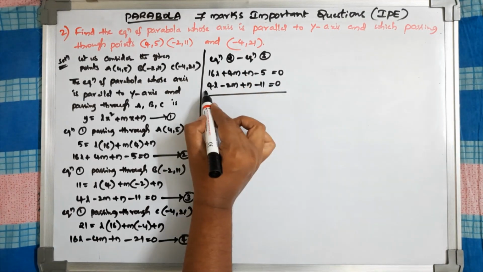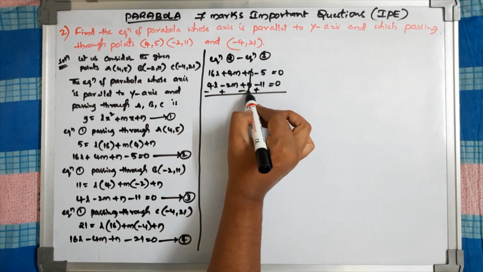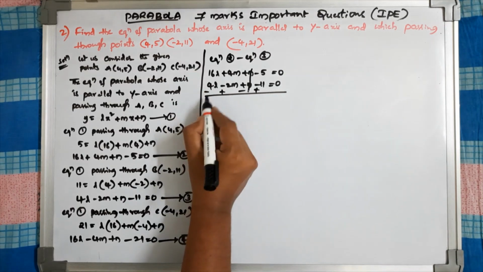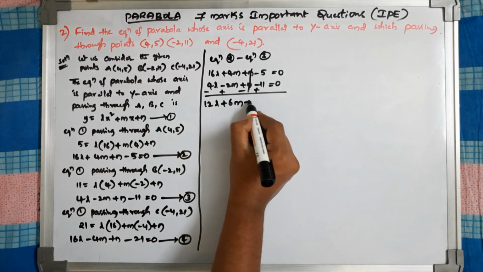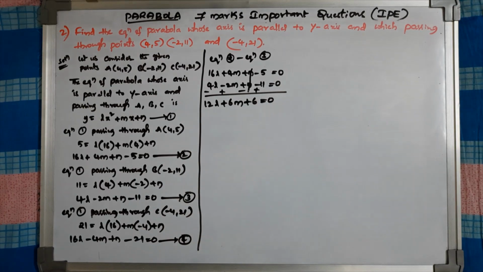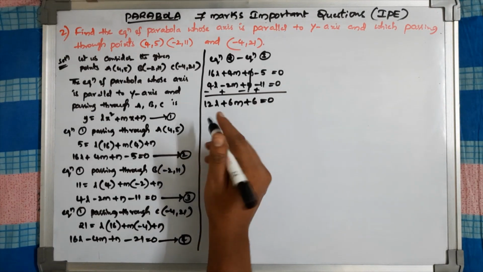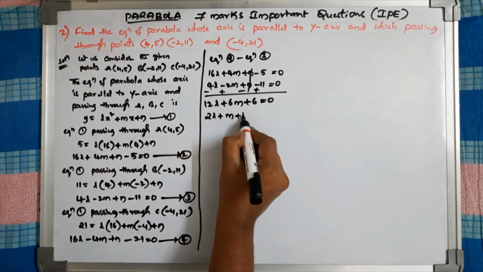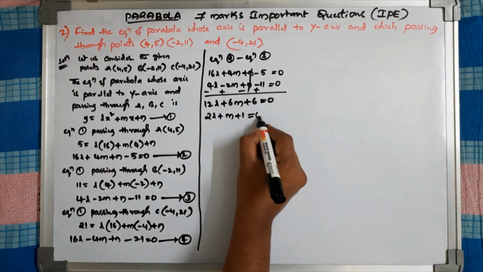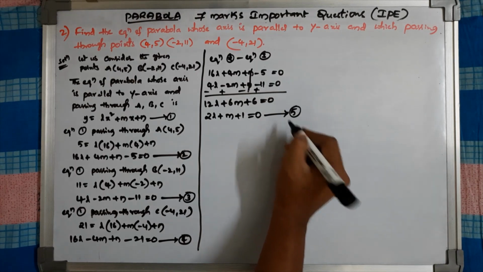As we are subtracting, signs change, so N minus N cancels. We get 16 - 4 = 12L, plus 2 + 4 = 6M, plus 6 = 0. You can take 6 as common here, so we get 2L + M + 1 = 0. Consider this one as 5.